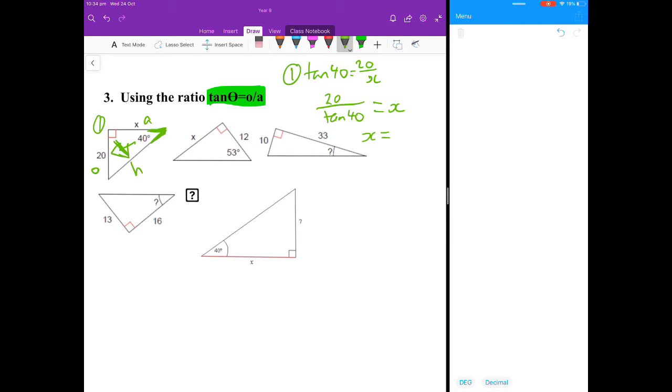So to find our X, we're just going to throw them into the calculator and see what we end up with. We've got 23.8.